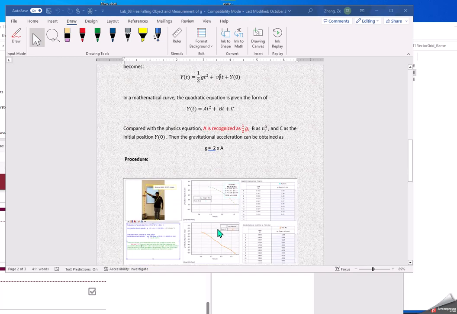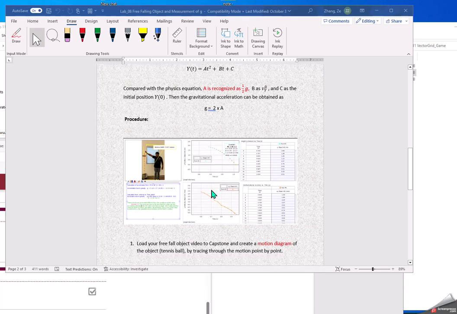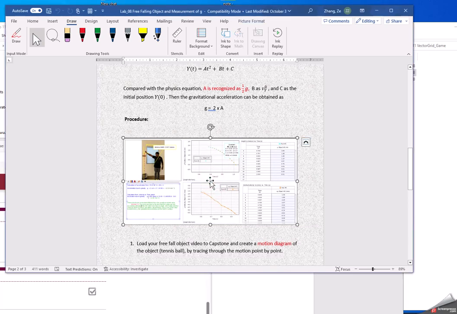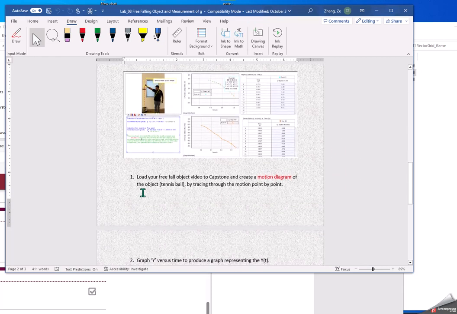So now, having said that, let's do it. In the ultimate result, you get all this, your plot, and replace yours with your own video. This is just an example. All right, so the first step is to load your freefall object video, which I believe you already have, and create the motion diagram object by tracing through the motion point by point.